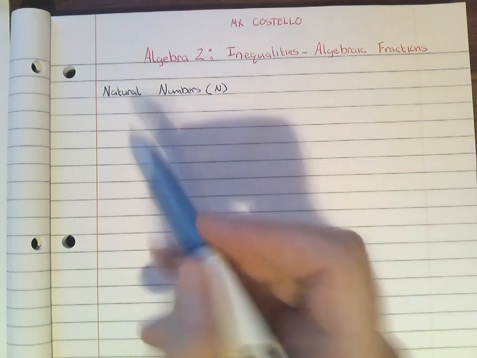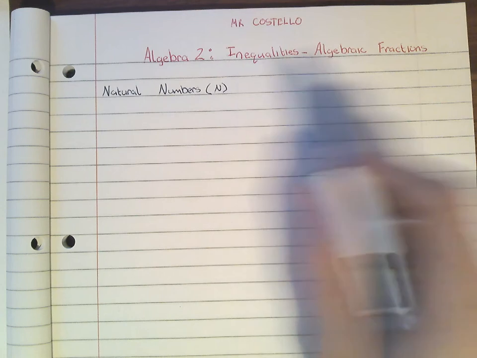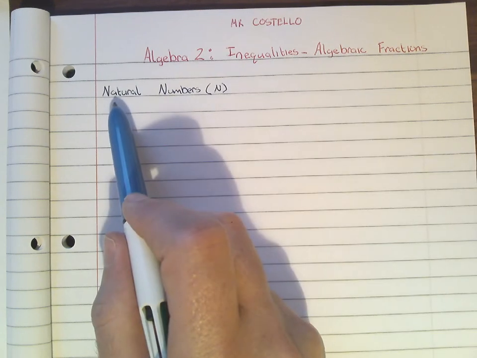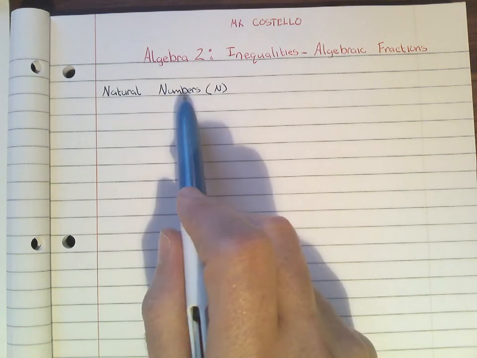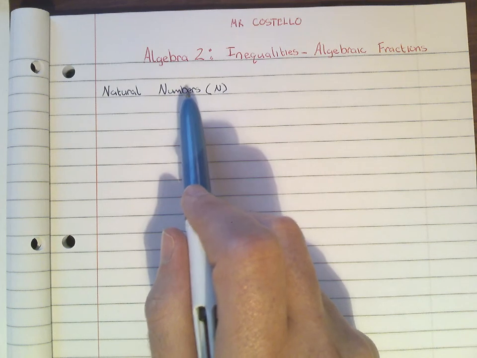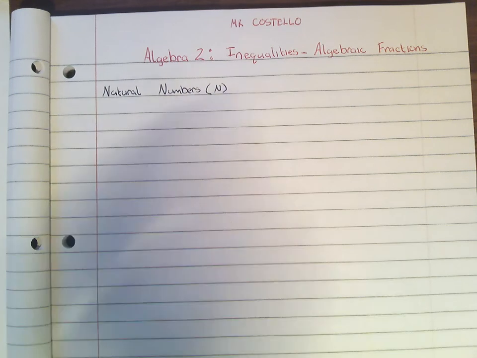Okay, so what we're going to look at in this chapter is Algebra 2, Inequalities and Algebraic Fractions. So the first thing I want to do is just look at some of the number systems that we deal with. The first type of numbers that we work with are called natural numbers. Natural numbers are counting numbers, and they start at 1, and the set of these numbers is represented by the letter N.